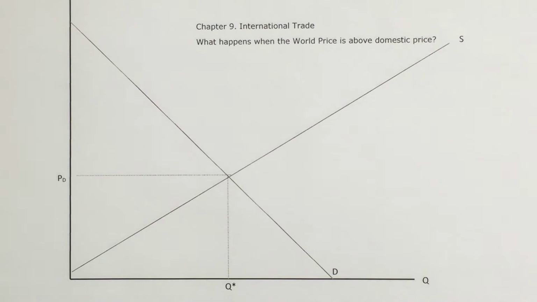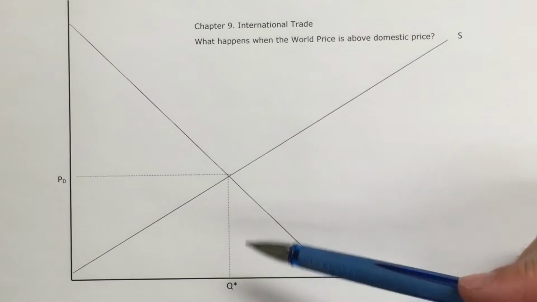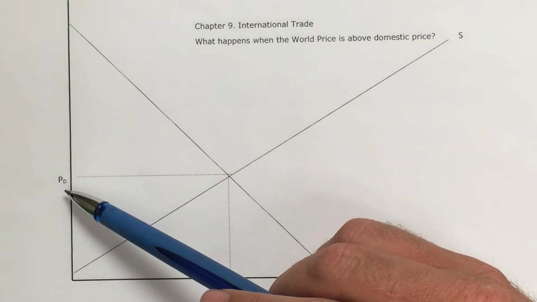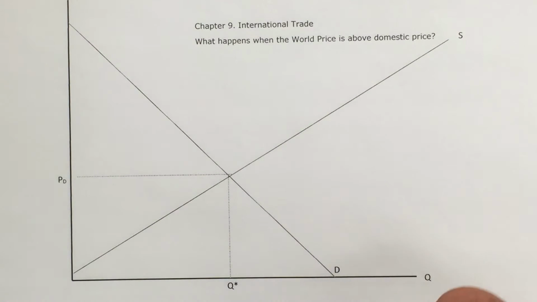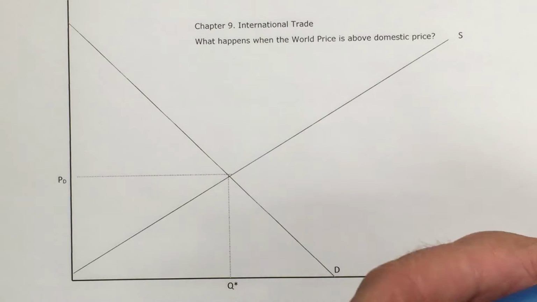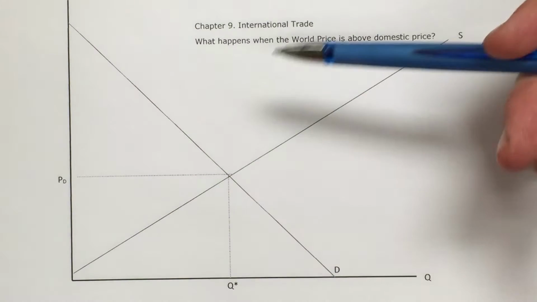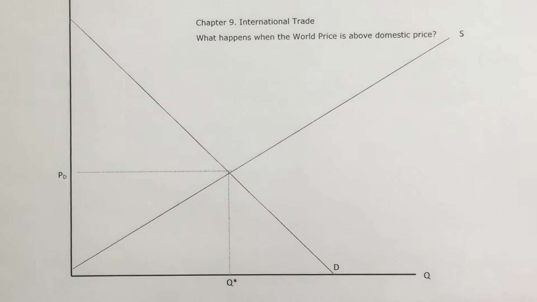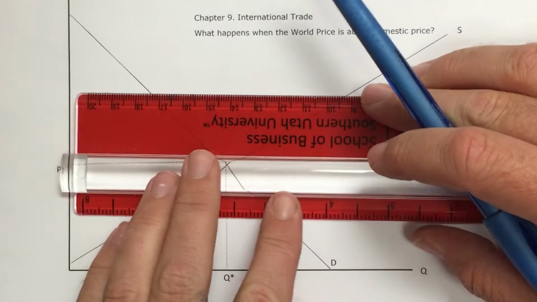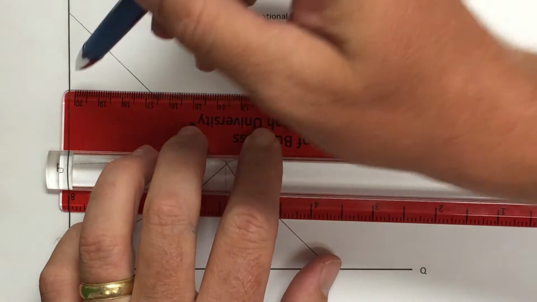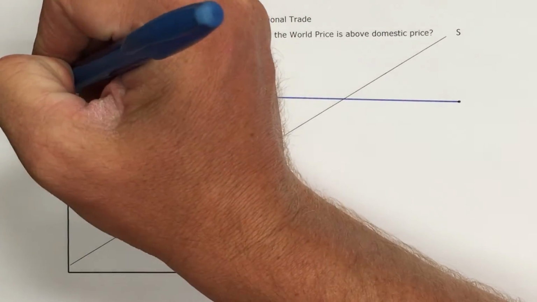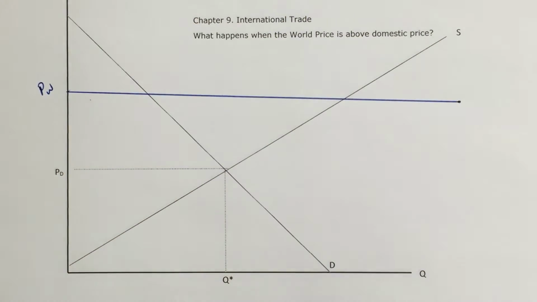So here we have our market. We have our quantity demanded equals quantity supplied. And now, normally we call it P star, but here I'm going to call it PD, the domestic price. And the question we want to ask ourselves and be able to answer is what happens when the world price is above the domestic price? I'm just going to arbitrarily draw a line right here, and we're going to call this the price of the world.